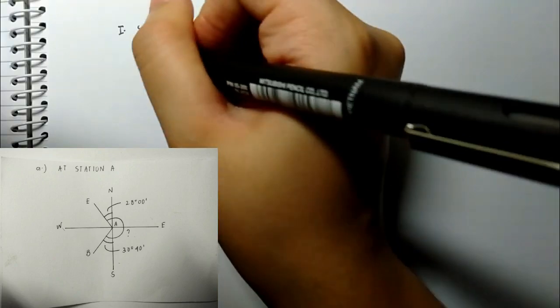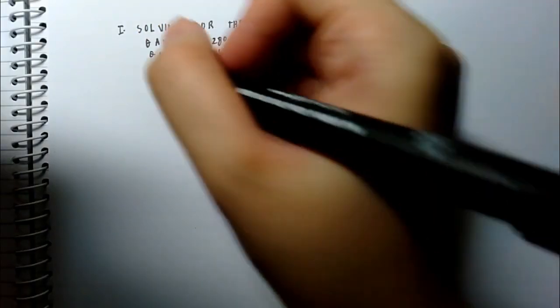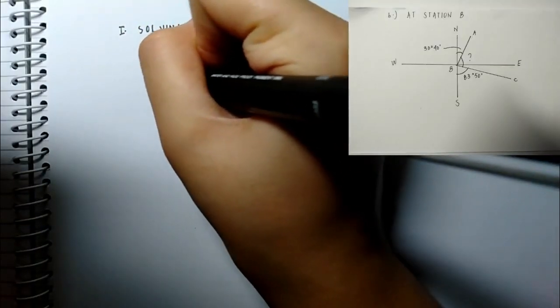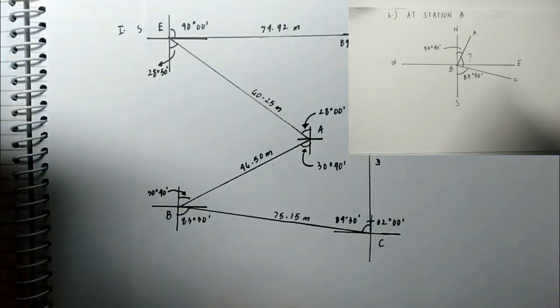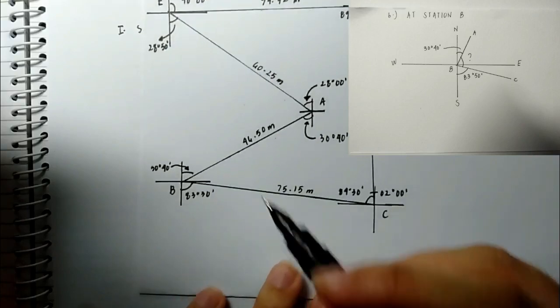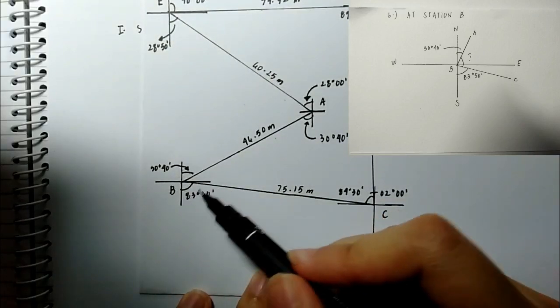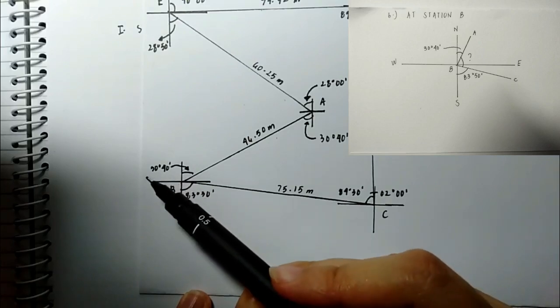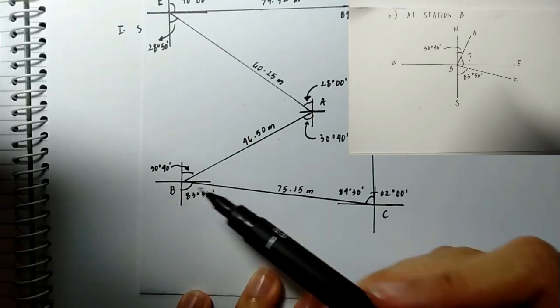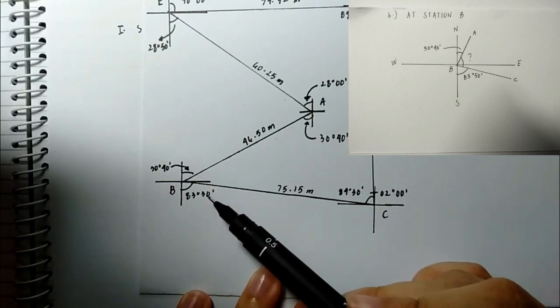So, next na tayo sa station B. Kunin ulit yung na-plot. So, B. Hanapin natin yung B. Ito. So, ang meron lang tayo for that ay yung 30 degrees and 40 minutes and 83 degrees and 30 minutes.